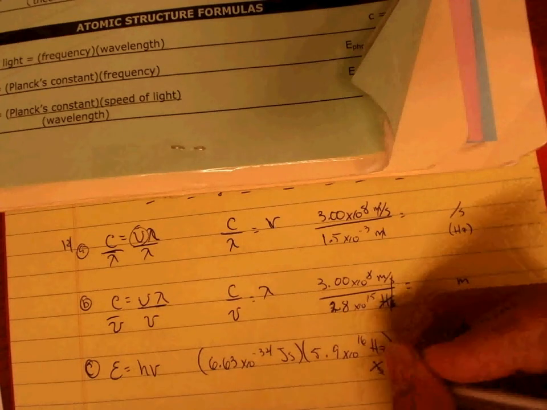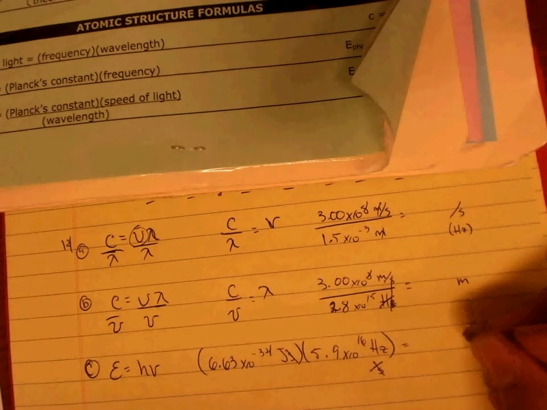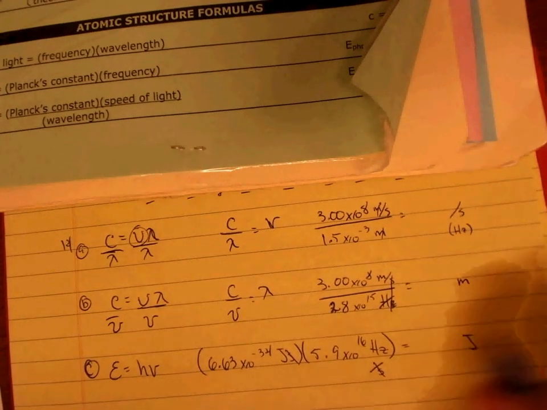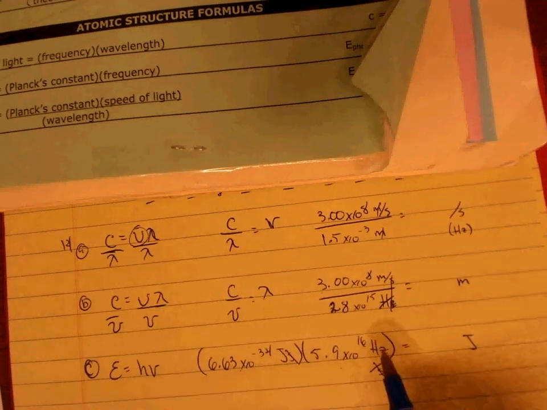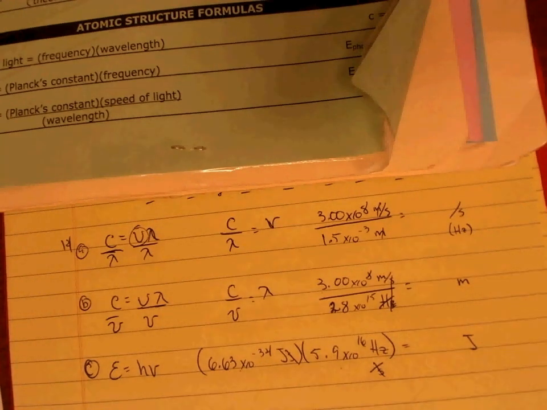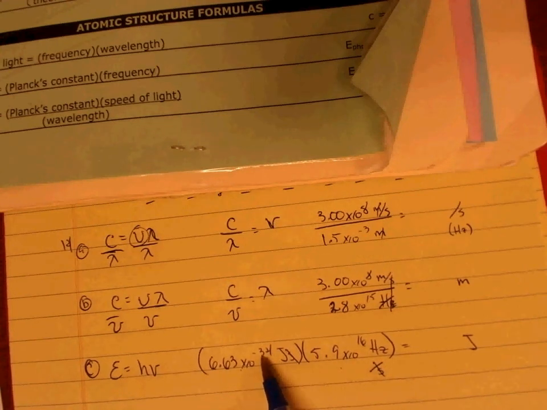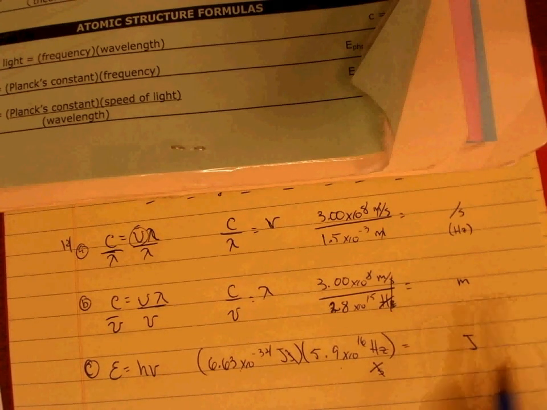Hertz, remember, stands for per second, so I'm actually dividing by seconds, so I'm going to end up with joules. So I just multiply these two and end up with joules. Remember that if I'm multiplying with exponents, I can just add the exponents, so I have negative 34 plus 16. That'll give you an answer.